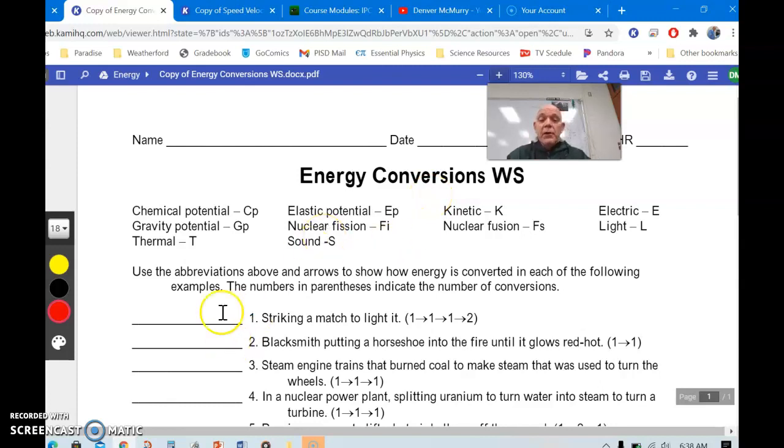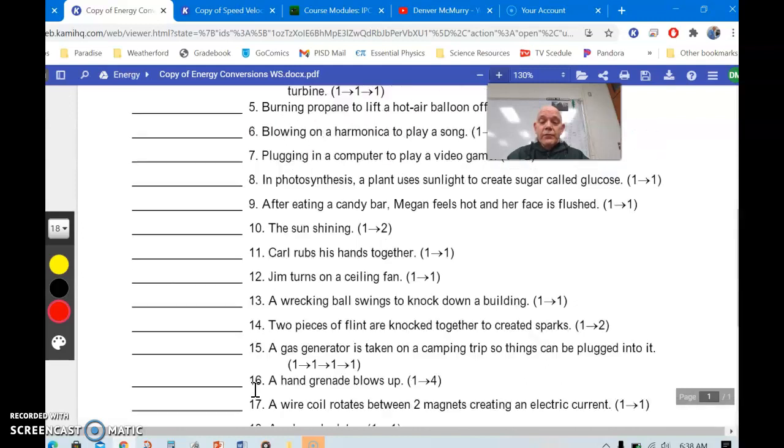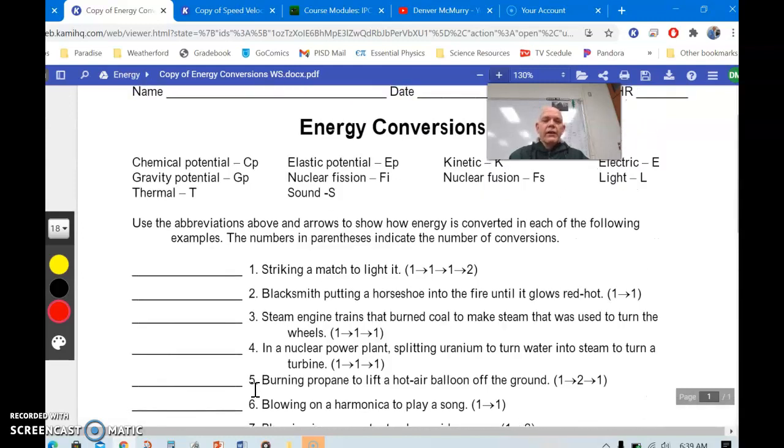Now, down below, you notice there are a list of 21 of these energy conversions. And what I want you to do is to write down what energy is being converted to what. So, for example, the first thing is striking a match to light it. Now, what do we need to include? This is to give you a hint: one kind of energy to one kind of energy to one kind of energy. At the end, you're going to end up with two types of energy coming from the match.